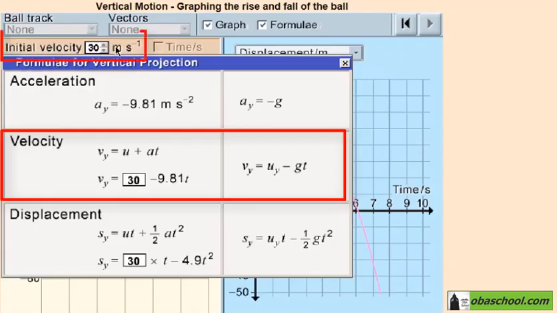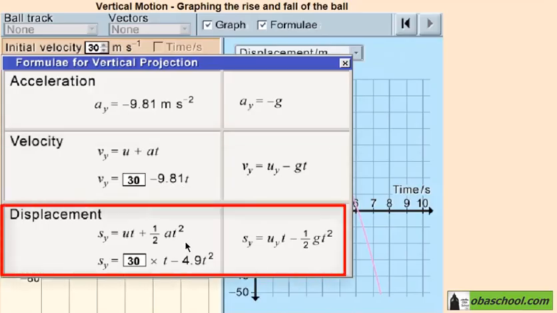Replacing minus g by the acceleration and substituting the initial velocity by its value, which is equal to 30 meters per second, the velocity equation gives a straight line. The intercept is 30 meters per second, which is the initial velocity, and the slope is a decreasing slope, which is equal to the acceleration, minus 9.81.